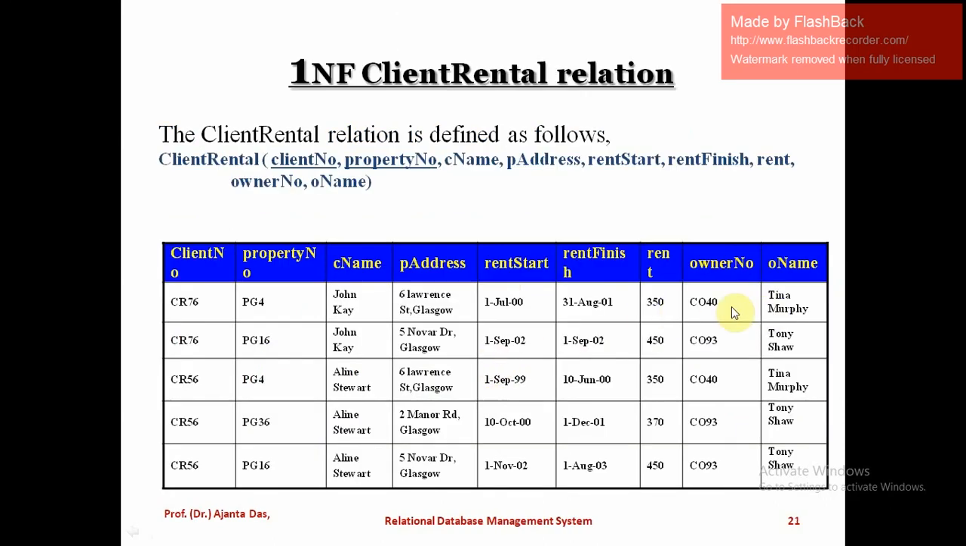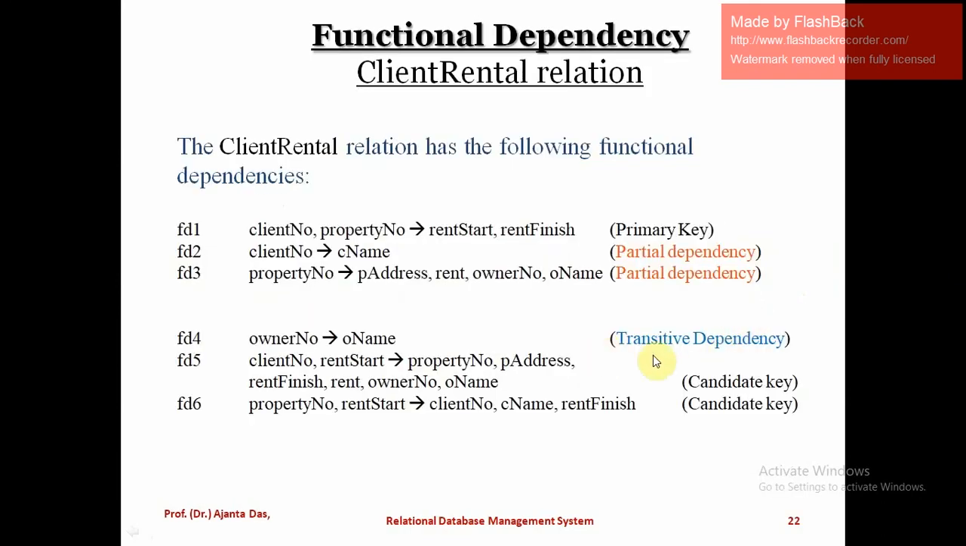Now we can also see that owner number is dependent on this too, and also owner name is dependent on this too. The moment we have identified that is primary key, each and every attribute is dependent on this primary key, but owner name is directly dependent on owner number. So we can find that this is a transitive dependency, right? And these are our candidate keys.